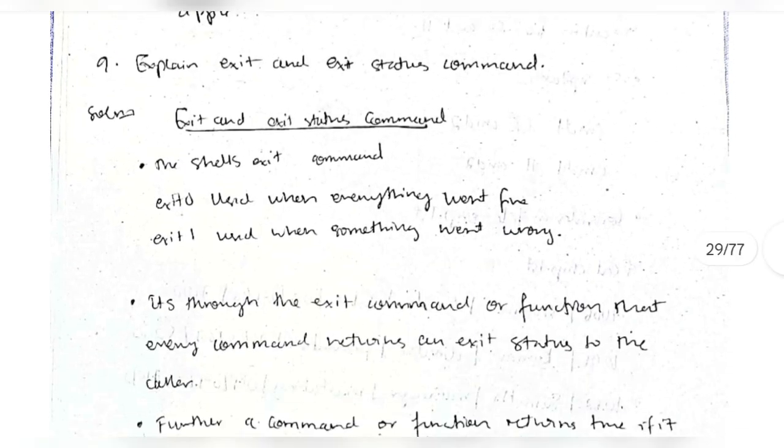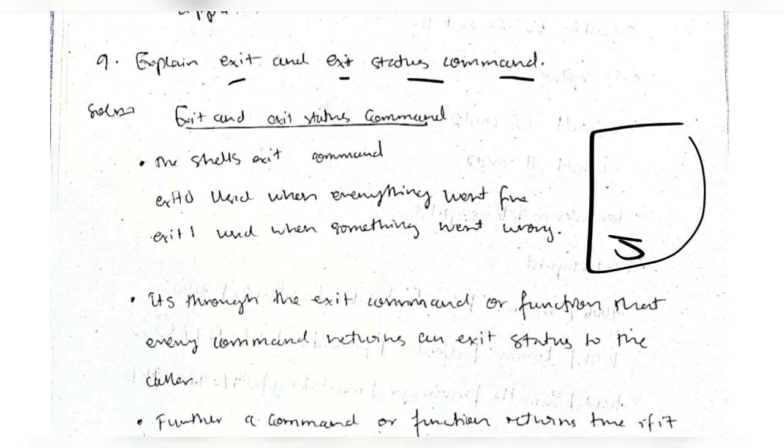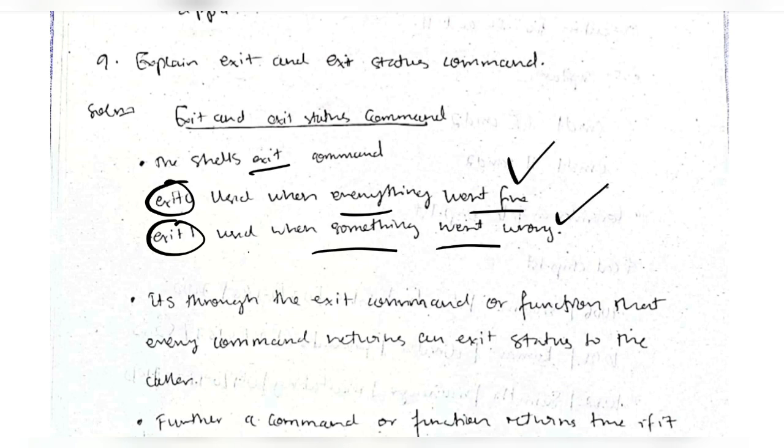Okay. Next is about the exit and exit status commands. What exit means is when the program is over, we want to return from the program to the main home page. At that time we'll be using exit. So shell exit commands like exit 0 are used when everything went fine, exit 1 is used when something went wrong. This is normal termination, this is abnormal termination.